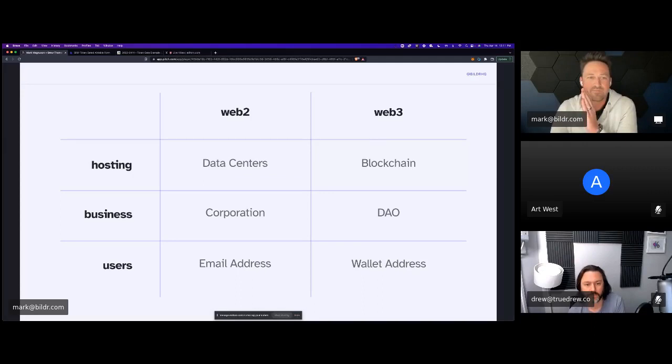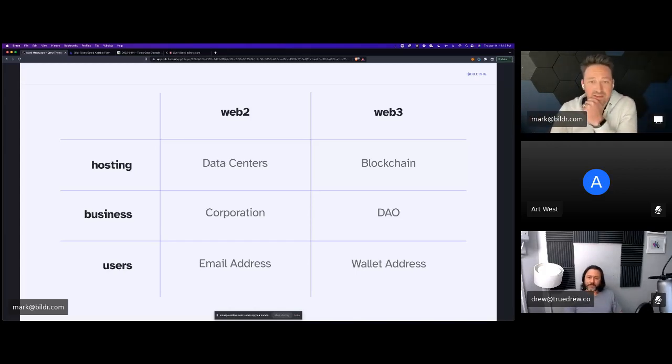Web 2 to Web 3, this isn't all perfectly direct, but this should get you from Web 2 to Web 3 mentally. So in terms of hosting, you're going from data centers and cloud to blockchain, right? That's the general idea. It may not be blockchain, it might be something like file storage like IPFS, a distributed file storage, but it's the same concept. You're going from centralized to decentralized.